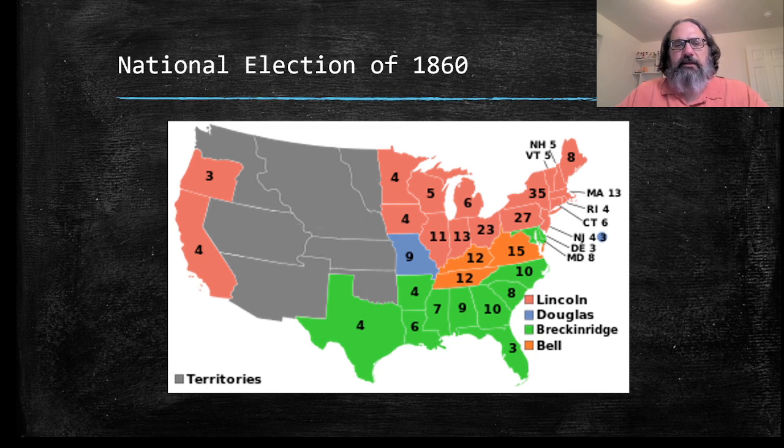But one of the things that Lincoln was saying his entire time was, hey, I'm not trying to eliminate slavery, but I'm trying to keep it from spreading. So just a little bit about the election of 1860 and the precursors that led up to that.